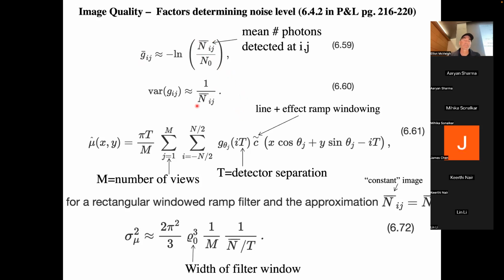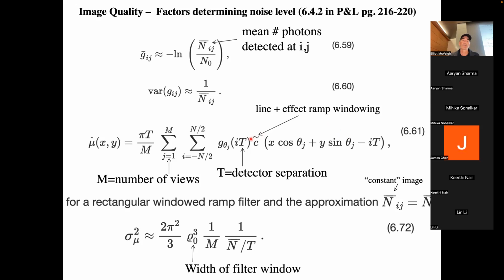Given that, we write down an expression for the estimate of mu. This mu hat is our estimate of the mu value at a position in the plane xy. And then this is the discrete representation of the convolution back projection, right? So this is how we're going to do the convolution back projection on a computer when you have finite estimates.